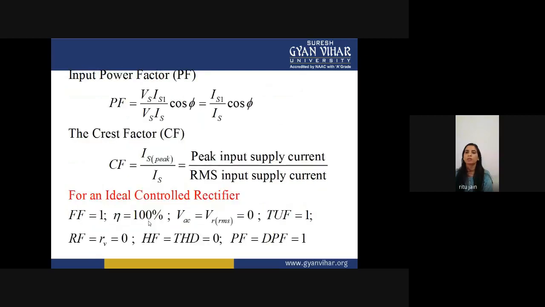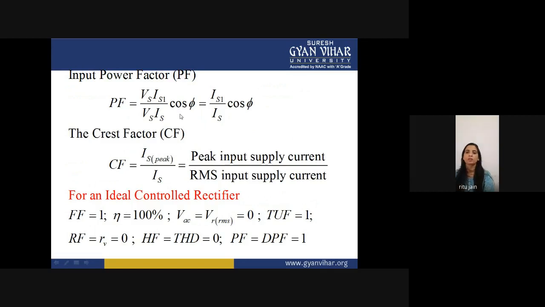So this is your input power factor. Power factor is equal to Vs Is1 upon Vs Is times cos phi, which is equal to Is1 upon Is times cos phi. The crest factor CF is equal to the peak input supply current, Is peak, upon the RMS input supply current, for an ideal controlled rectifier.